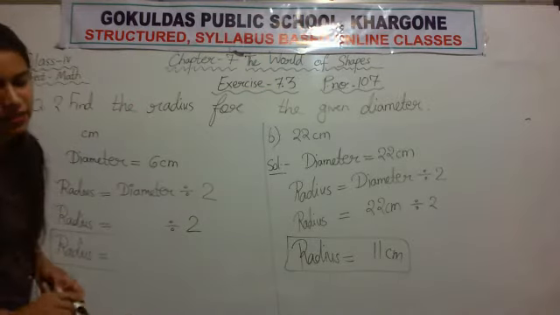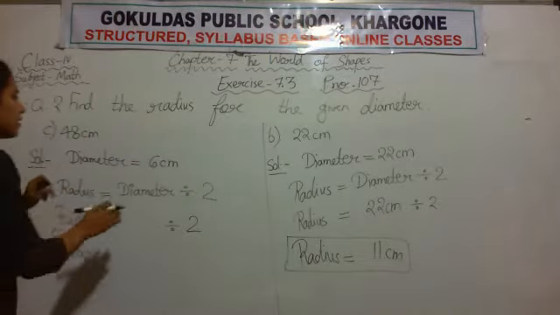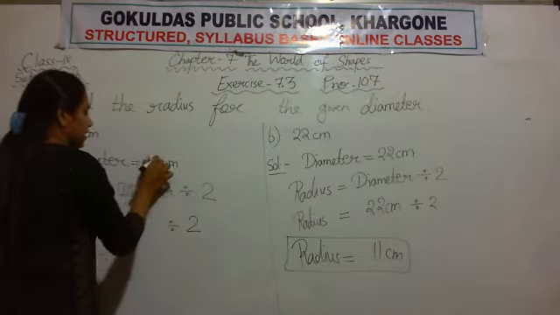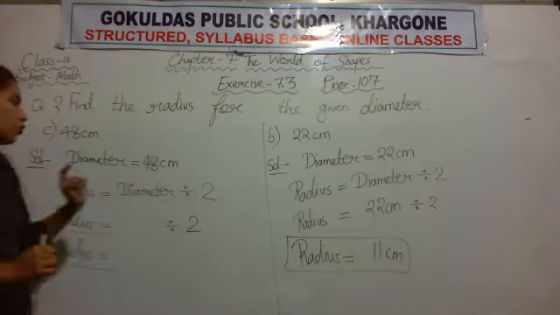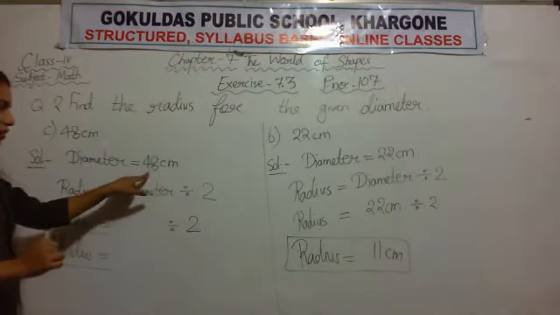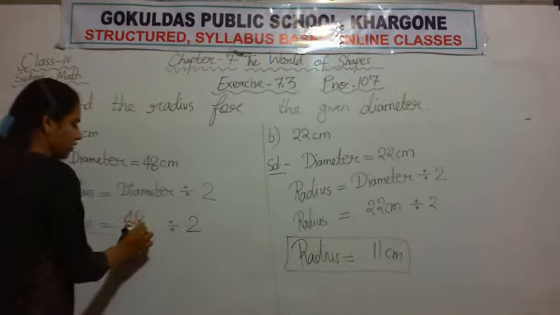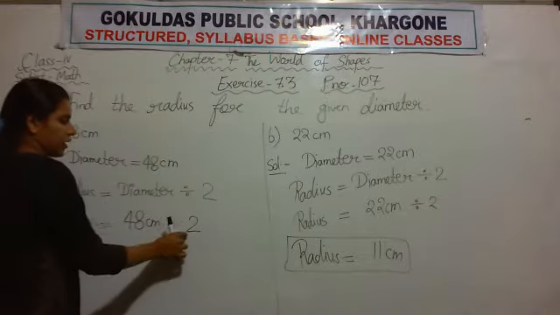Question number C is 48 centimeter. So diameter given is 48 centimeter. You want to find radius. Radius equals diameter divided by 2. Radius equals, put the value of diameter. What is the value of diameter? 48. So write 48 at the place of diameter. 48 centimeter divided by 2.